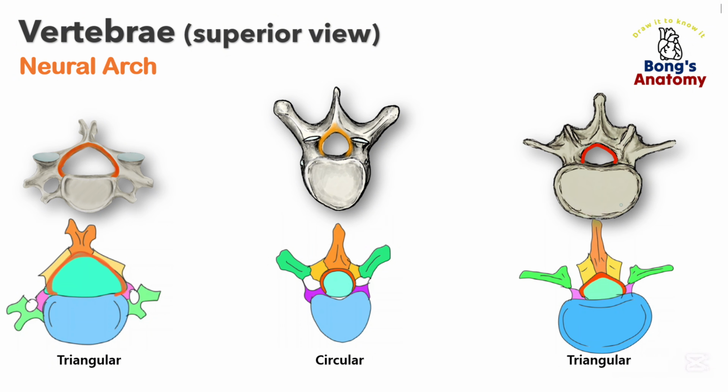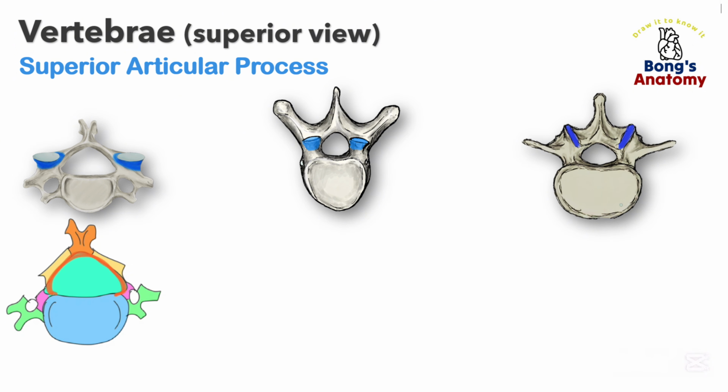Finally, let's examine the superior articular process. In cervical vertebrae, it projects flatly upward, forming facet joints oriented close to the horizontal plane, which allows a wide range of motion, including rotation.